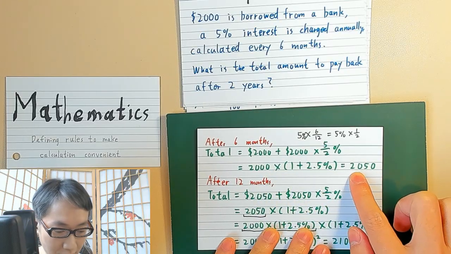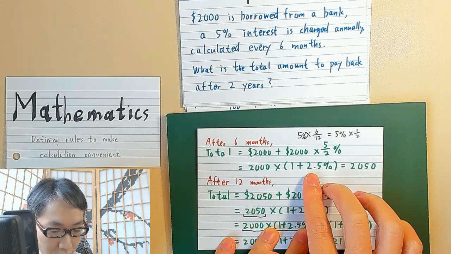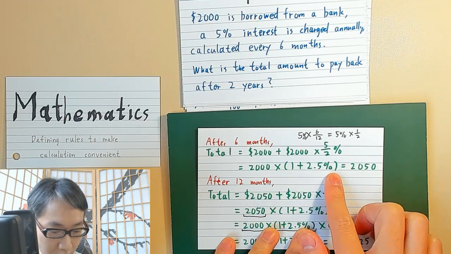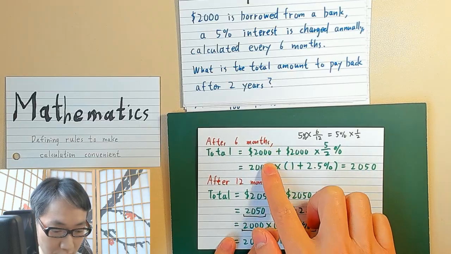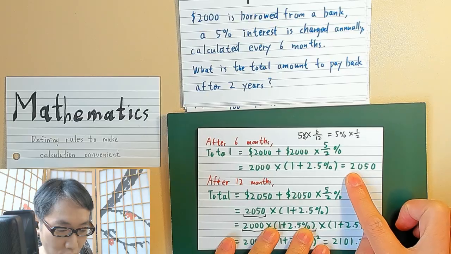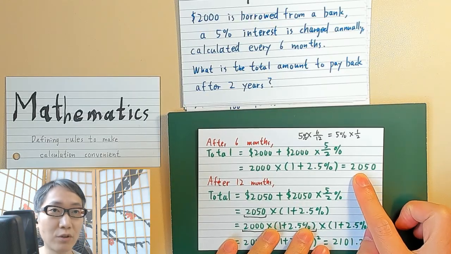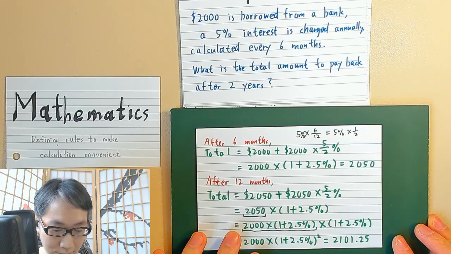And we get that the total amount will be the original amount plus the interest. So this is factorization. This 2000 times 1 is this 2000, and this 2000 times 2.5% is the interest. We'll get a total amount of $2,050. That's the total amount owed after 6 months.